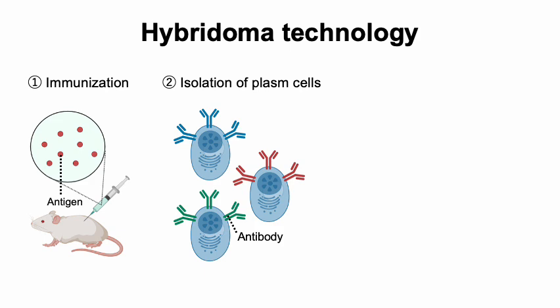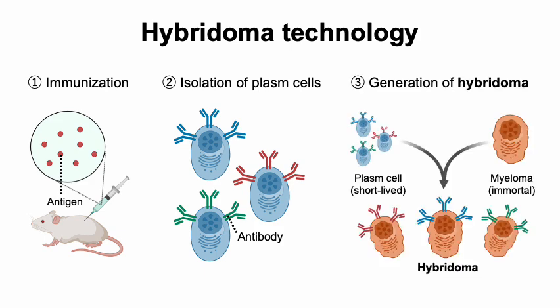However, these cells cannot survive long in culture. To overcome this limitation, the B cells are fused with immortal myeloma cells. The resulting hybridoma cells combine both abilities, producing the desired antibody and proliferating indefinitely.